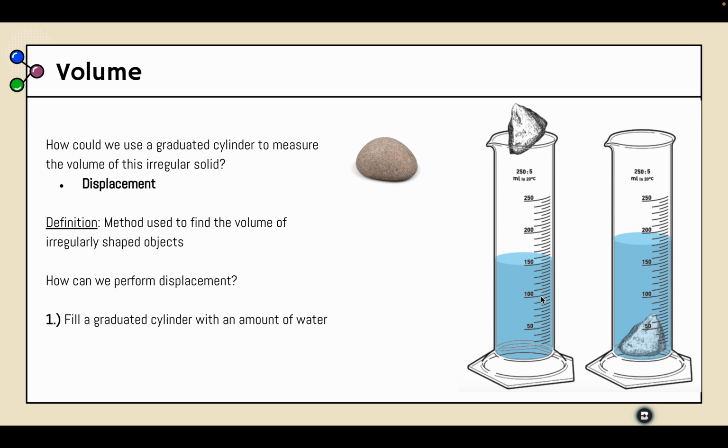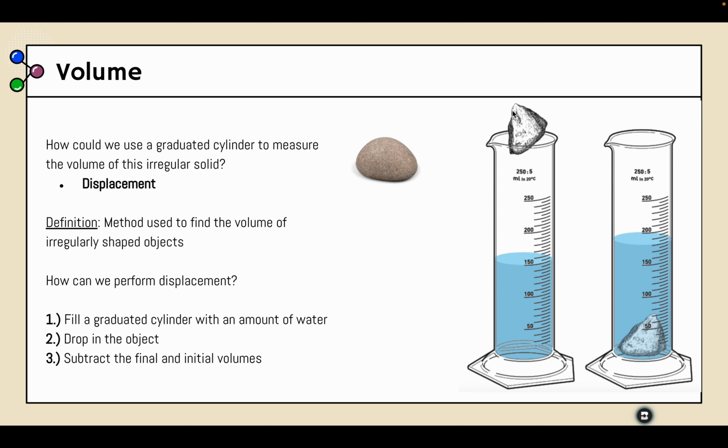So 50, 20, 30, 100, 150, great. Okay, in this case, I'm going to choose 150. All right. Second step, I drop the object in. So over on the right-hand side here, you can see the rock is at the bottom. Okay, and what I should do for my third step is subtract the final and the initial.